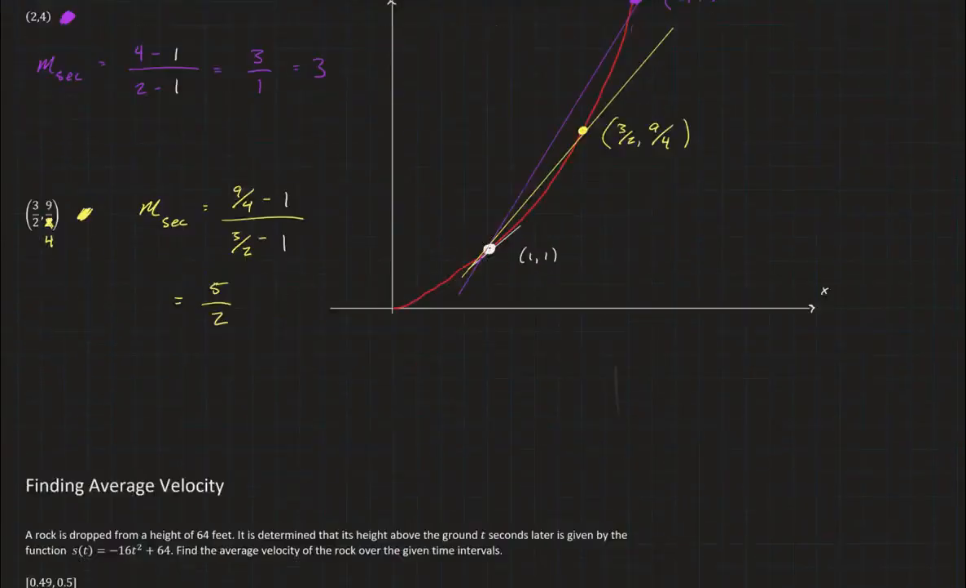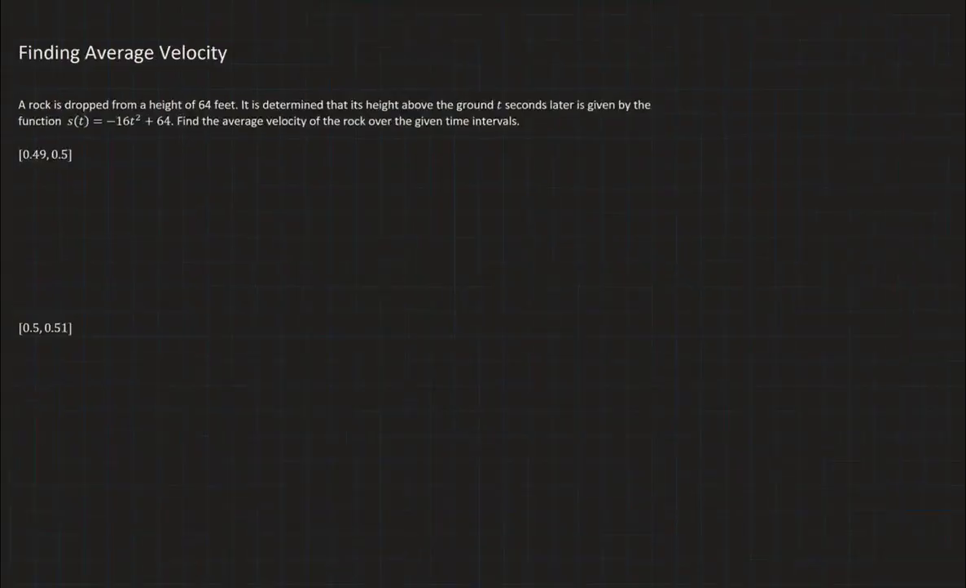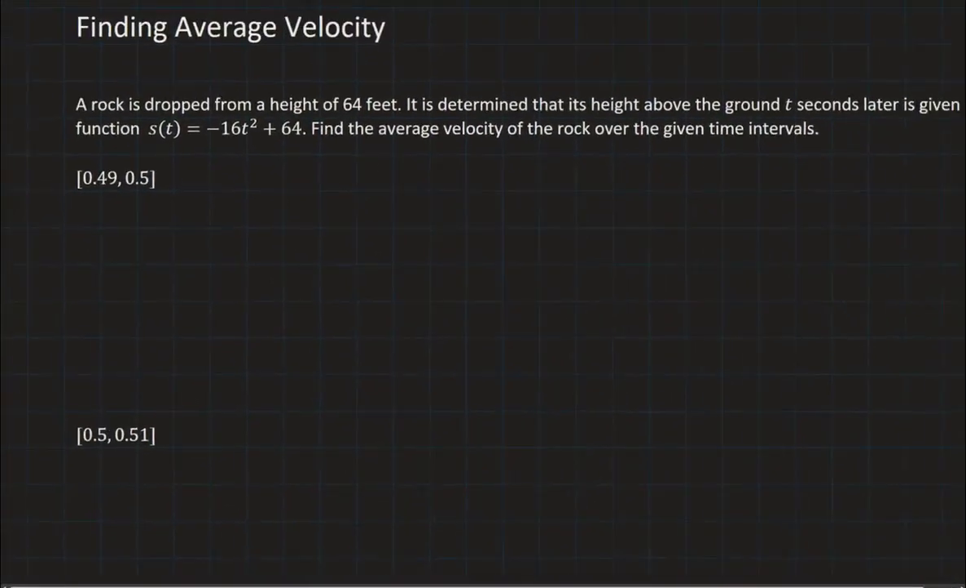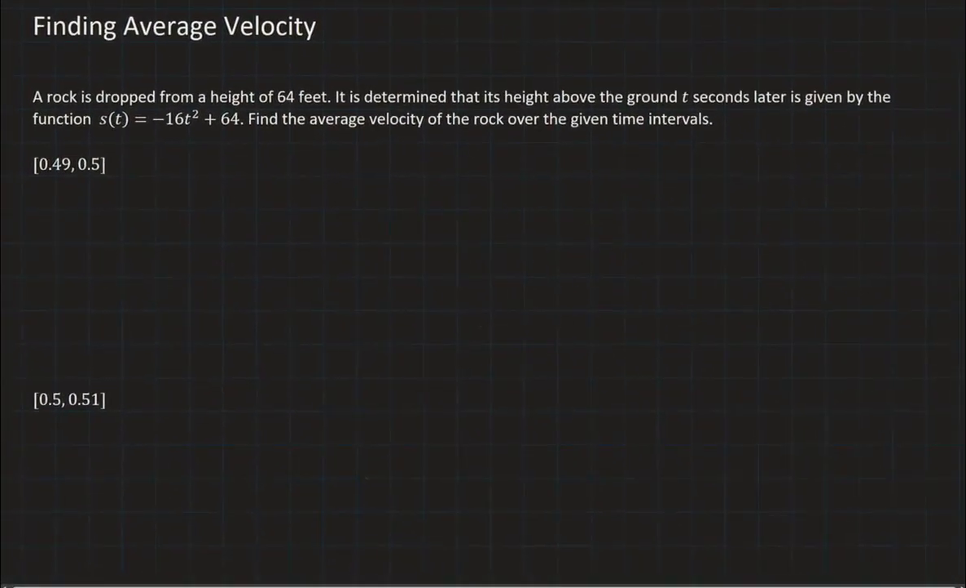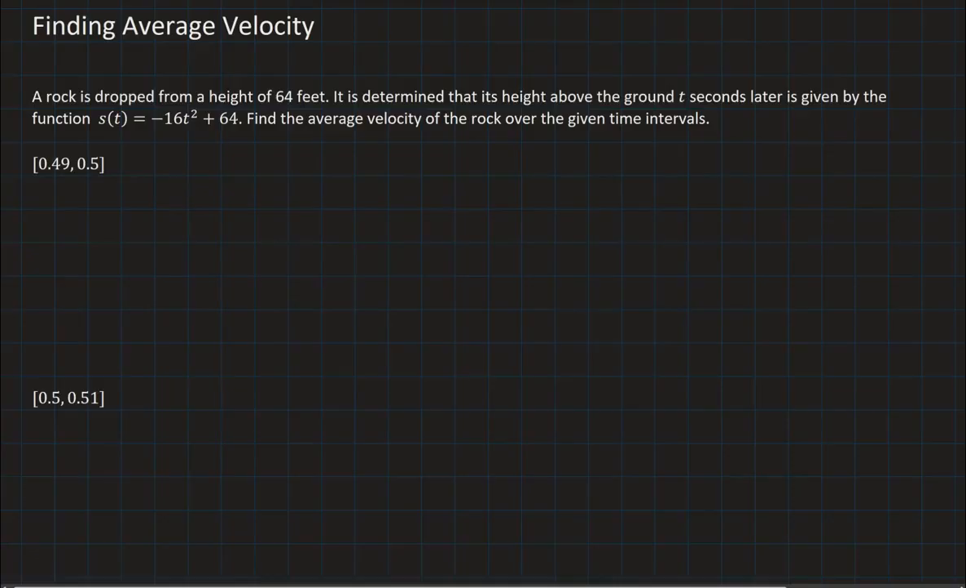Okay, let's move on. Let's do more of an application type problem. We're going to find average velocity. So let's read this example. A rock is dropped from a height of 64 feet. It is determined that the height above the ground t seconds later is given by the function s of t is equal to negative 16t squared plus 64. Find the average velocity of the rock over the given time interval.